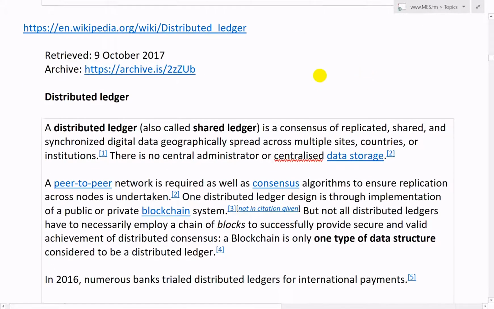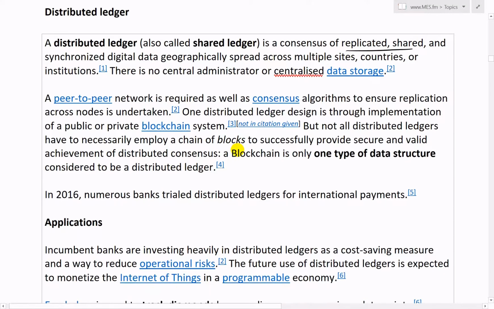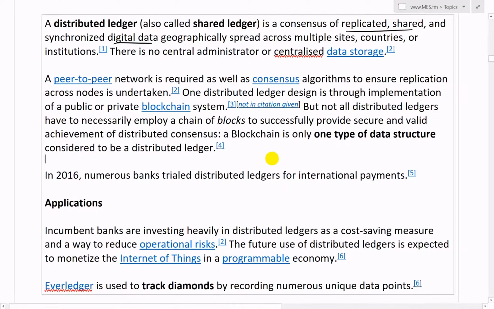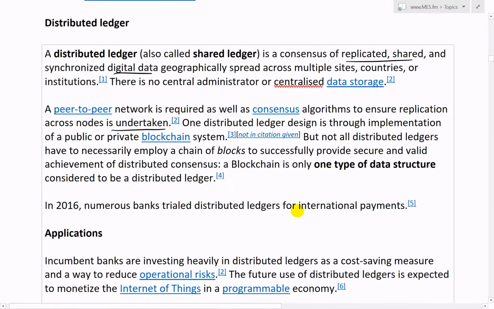So distributed ledger right here. Distributed ledger, also called shared ledger, is a consensus of replicated, shared, and synchronized digital data, geographically spread across multiple sites, countries, or institutions. There is no central administration or centralized data storage. A peer-to-peer network is required, as well as consensus algorithms to ensure replication across nodes is undertaken. So you have a copy everywhere.